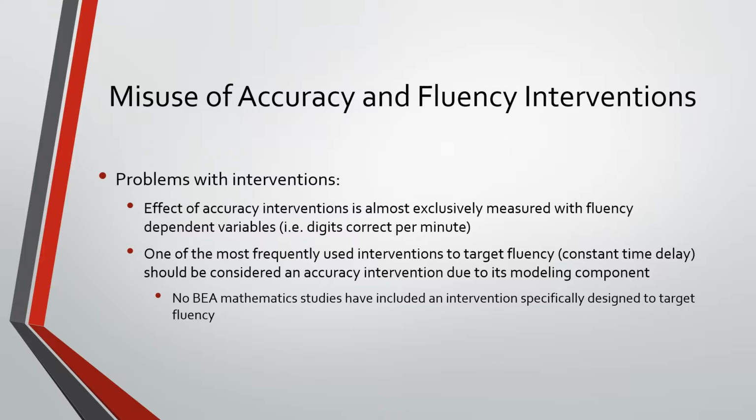In addition, one of the most frequently used interventions to target fluency in the literature has been constant time delay. However, constant time delay should be considered an accuracy intervention because it has a modeling component to it. And so no brief experimental analyses studies with math have included an intervention that specifically targets fluency.